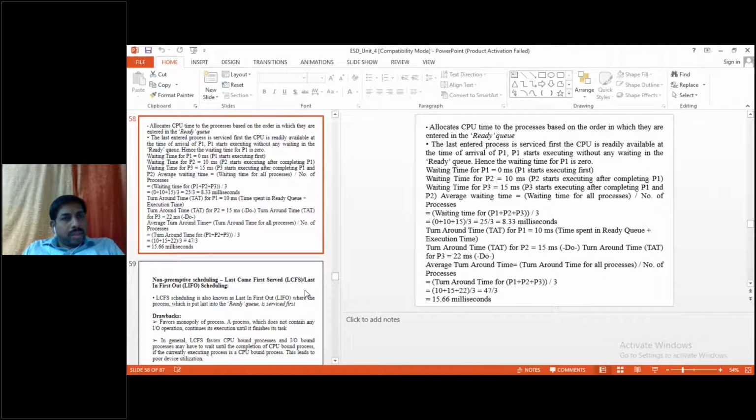It is 8.33 milliseconds. Turnaround time for P1 is 10 milliseconds, because turnaround time is the time spent in the ready queue plus execution time. Time spent in the ready queue is 0 milliseconds plus the execution time for P1, 10 milliseconds, so turnaround time for P1 is 10 milliseconds. Turnaround time for P2 is 15 milliseconds, and for P3 it is 22 milliseconds. The average turnaround time is the turnaround time of the three processes divided by 3: 10 plus 15 plus 22, which gives 15.66 milliseconds.